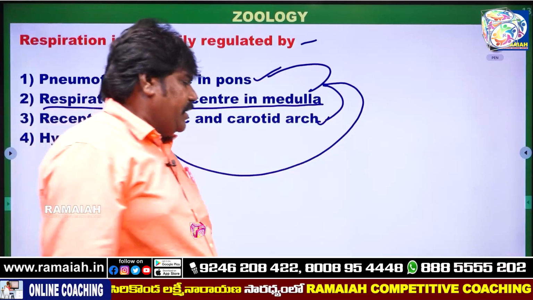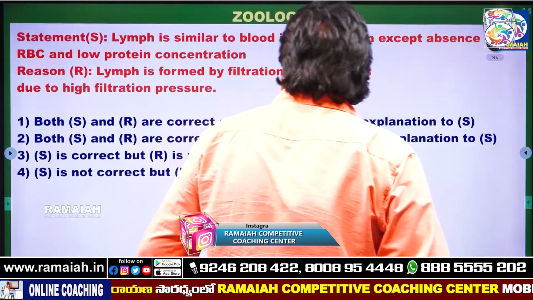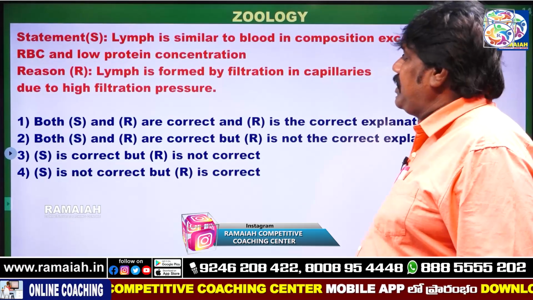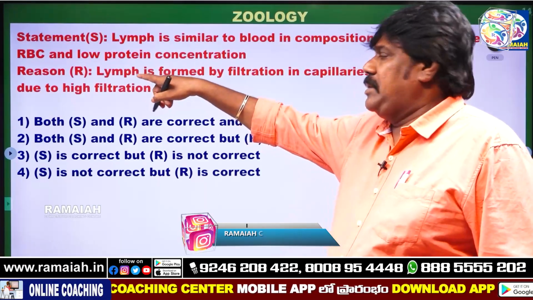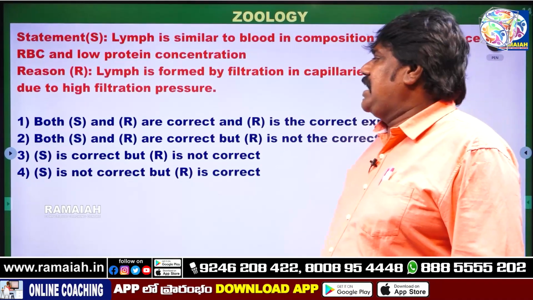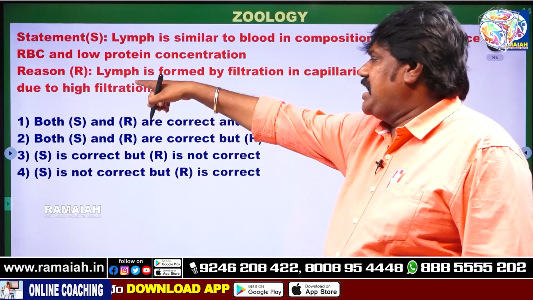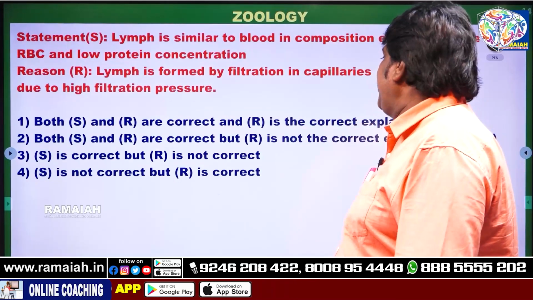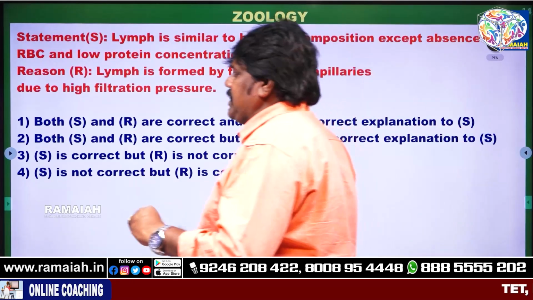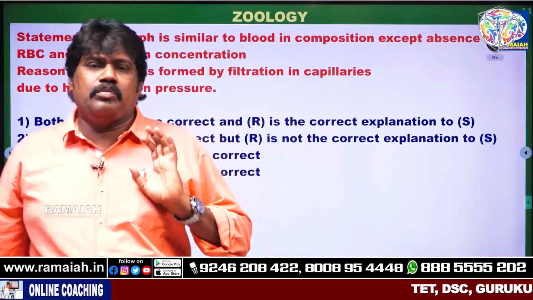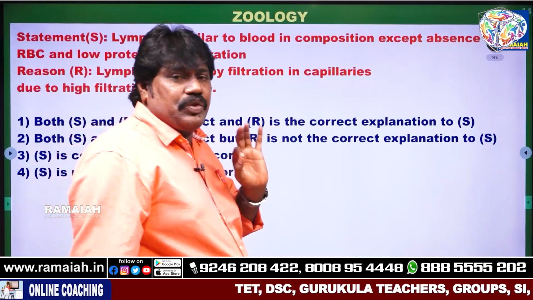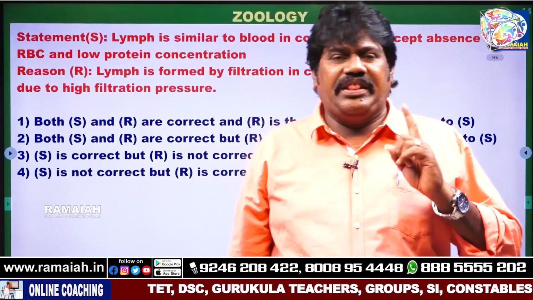The next question, in the animal world. Statement: lymph is similar to blood in composition except for the absence of RBC, red blood corpuscles, and low protein concentration. Second statement, the reason: lymph is formed by filtration in capillaries due to high filtration pressure. So both statements are right. As a biology student, we can remember one thing.